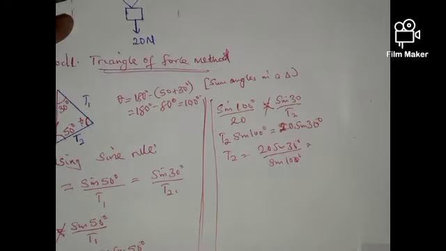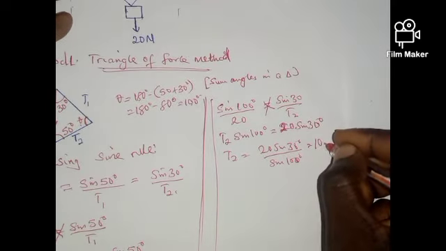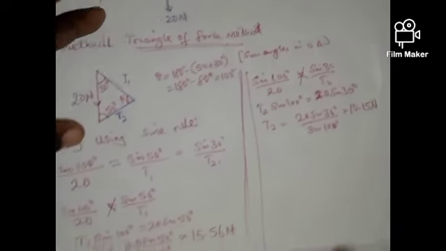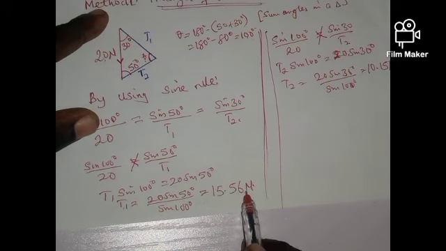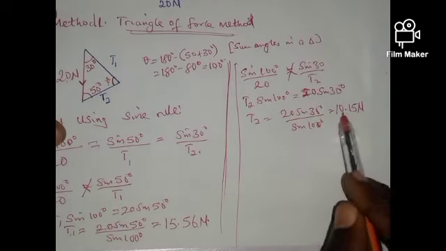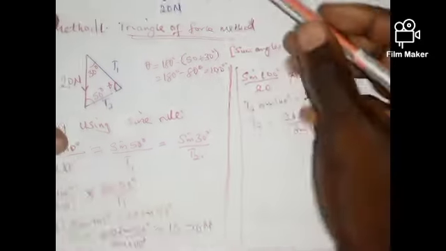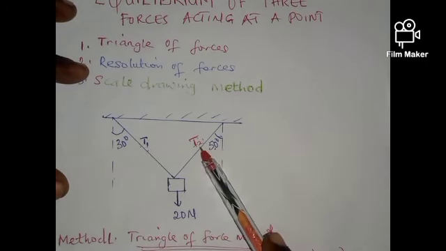So I'll press on my calculator. 20 times sine 30 degrees divided by sine 100 is equal to 10.15 Newton. So these are the magnitudes: 15.56 and 10.15 Newton are the magnitudes of tension T1 and T2.